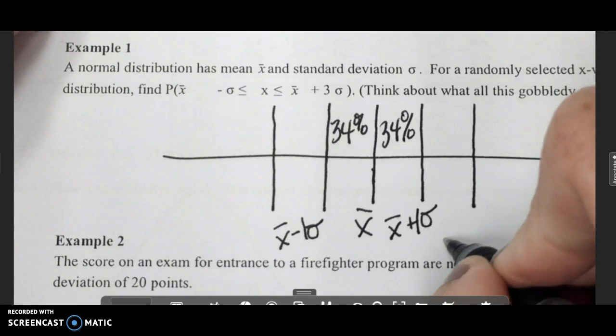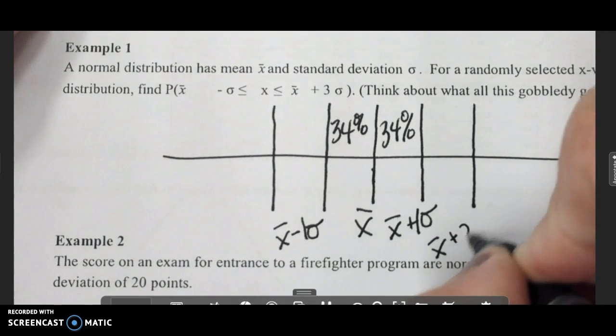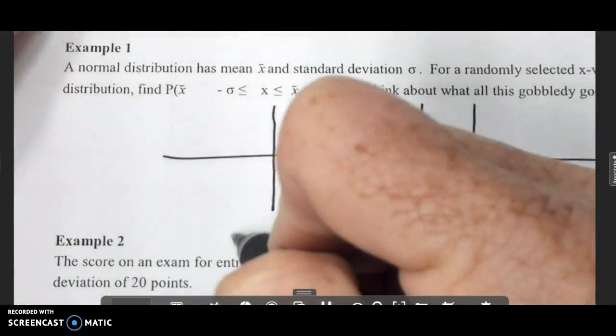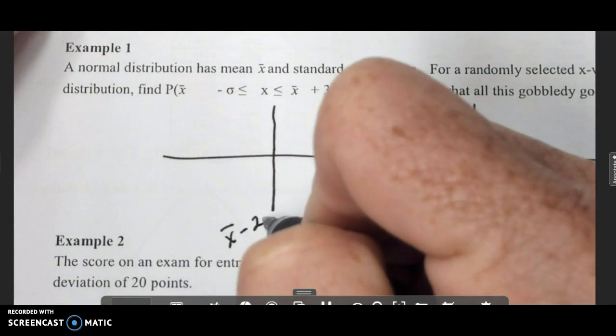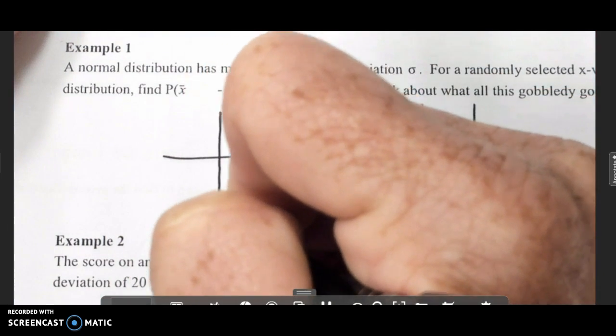Then the same thing for the next range. I'm going to do the average plus 2 standard deviations, or the average minus 2 standard deviations. And then the third.